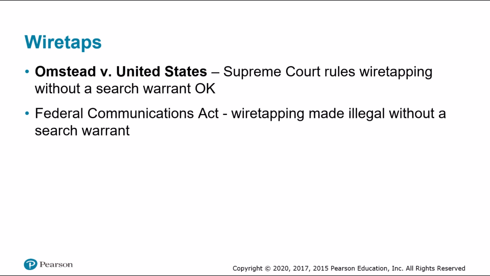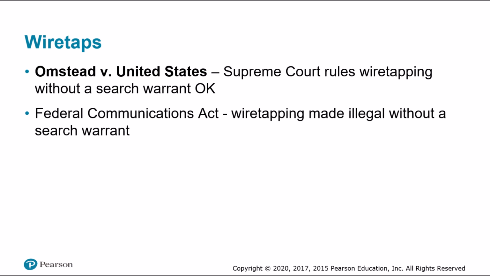The most famous case involved Roy Olmsted, who ran a $2 million a year bootlegging business in Seattle, Washington, which is an astounding cash figure for the time. Without a warrant, federal agents tapped Olmsted's phone and collected enough evidence to convict him. Although wiretapping was illegal under Washington law, the state court allowed evidence obtained through the wiretapping to be admitted.